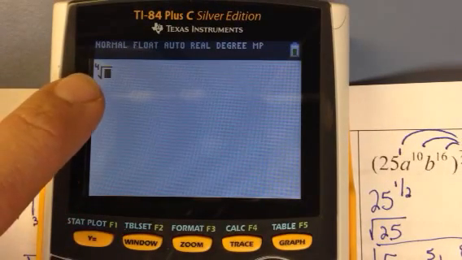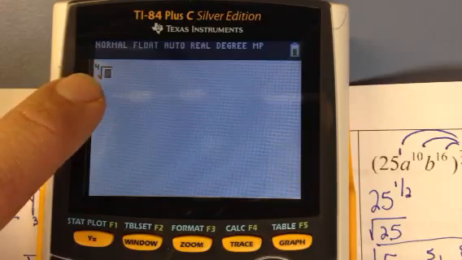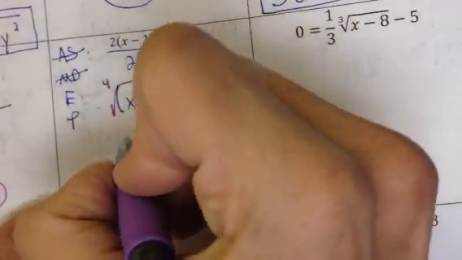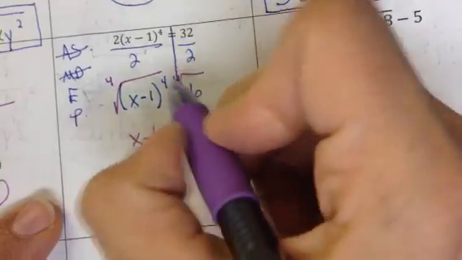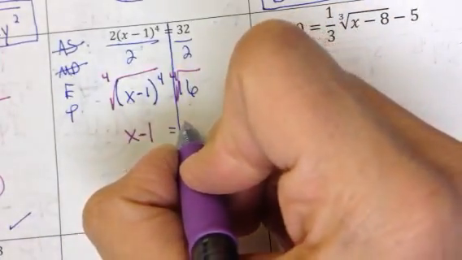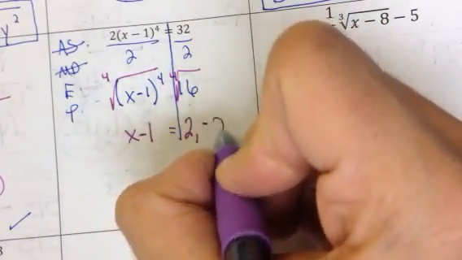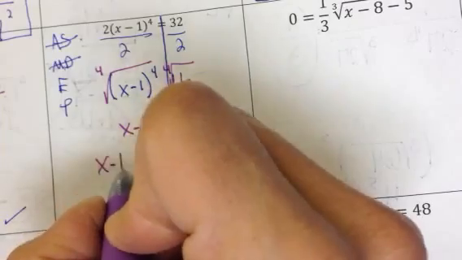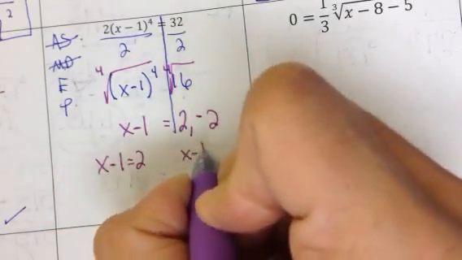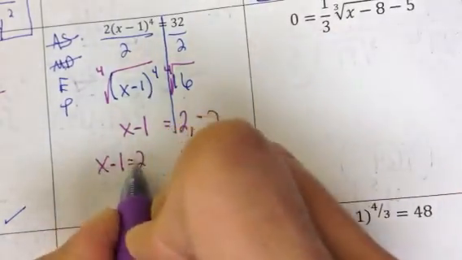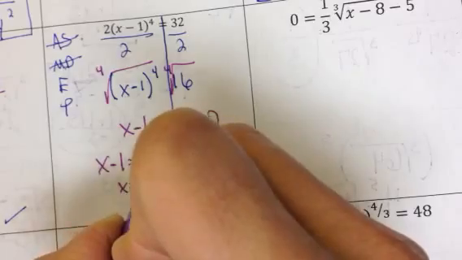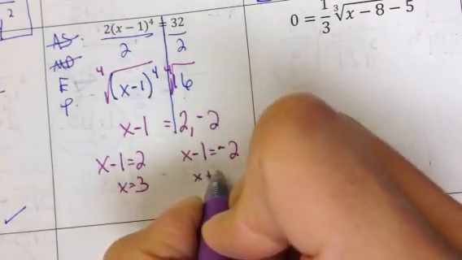And some of yours will look like this. Some will have a regular size 4 and there will be an x where that little 4 is, but it means the same thing. So my calculator is going to tell me 2, but what I'm going to have to remember, since I'm taking the even root, is that it's not just 2, but it's also negative 2. So I'm going to have x minus 1 equaling 2 and x minus 1 equaling negative 2. So when I add 1 here, I get 3, and when I add 1 here, I get negative 1.